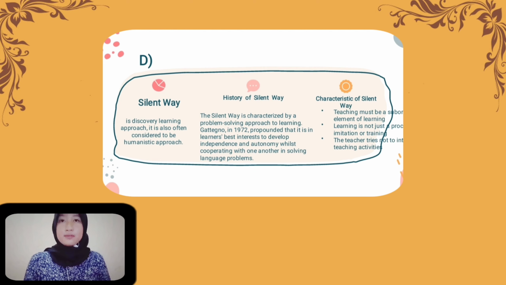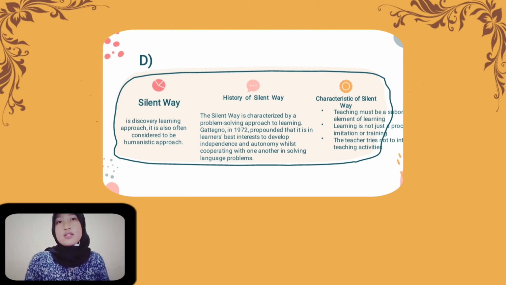1980. One, teaching must be a subordinate element of learning. Two, learning is not just a process of imitation or training. Three, the teacher tries not to interfere in learning activities. Four, when working, learners must try to relate the various experiences gained during learning the first language.